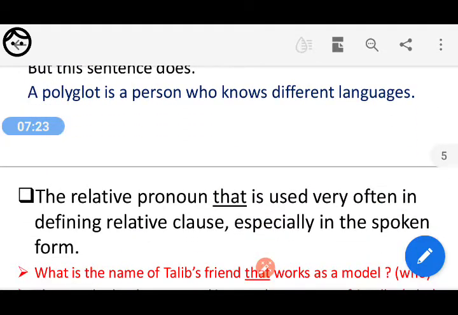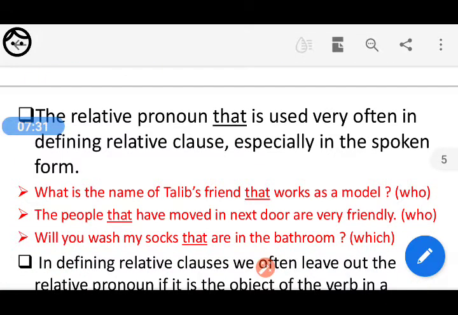Now you see, the relative pronoun that is used very often in defining relative clauses, especially in the spoken form. Here, what is the name of Talib's friend that works as a model? Instead of who, we can use that. You can also say, what is the name of Talib's friend who works as a model? But that is also possible. It is a defining relative clause.